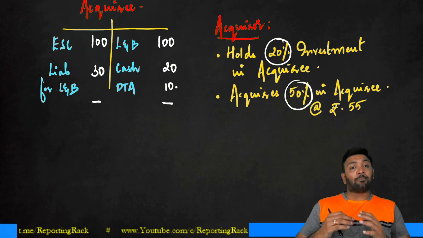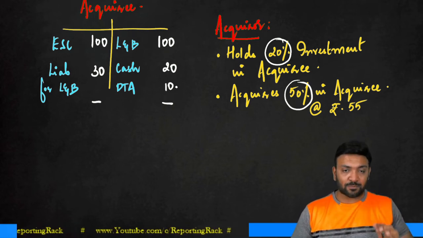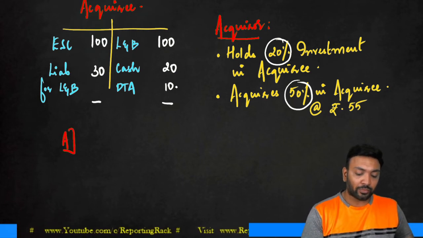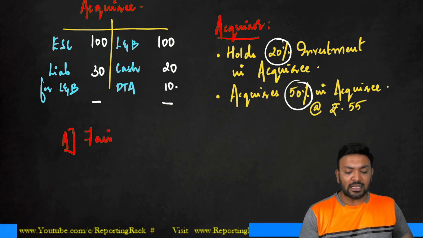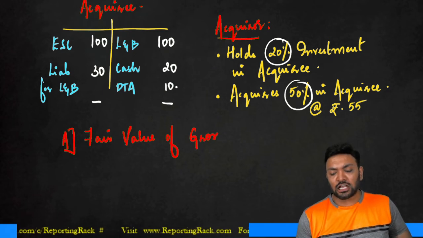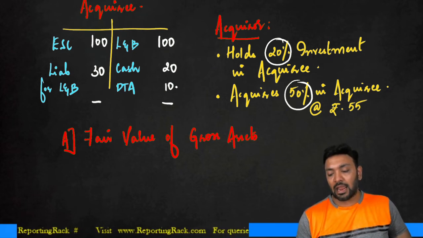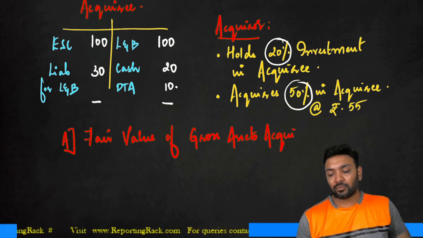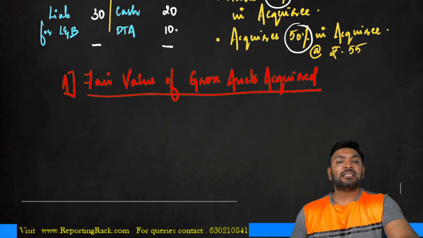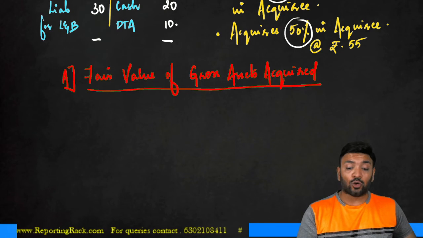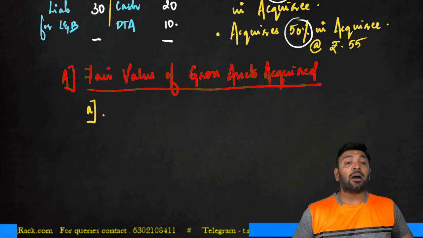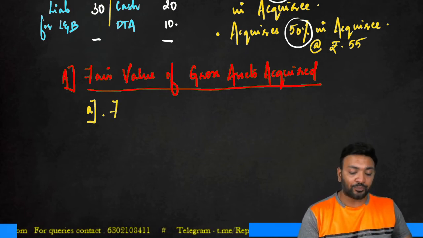Now, let's apply this test. Let us start with the first part. What is the fair value of gross assets acquired? Part A. Let's say the fair value of gross assets acquired includes three parts. First one, part A, is nothing but the fair value of consideration transferred.